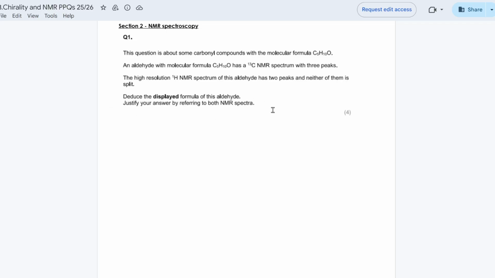An aldehyde with a molecular formula C5H10O has a 13 carbon NMR spectrum with 3 peaks. The high resolution hydrogen NMR spectrum has 2 peaks and neither of them is split. Deduce the displayed formula of this aldehyde.